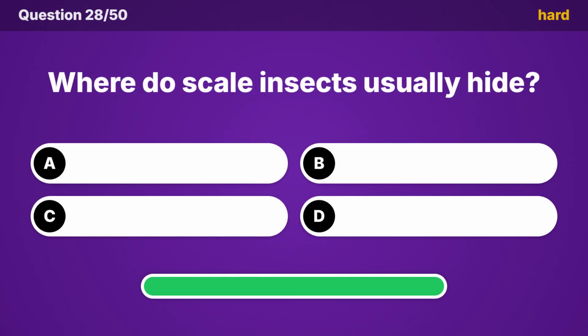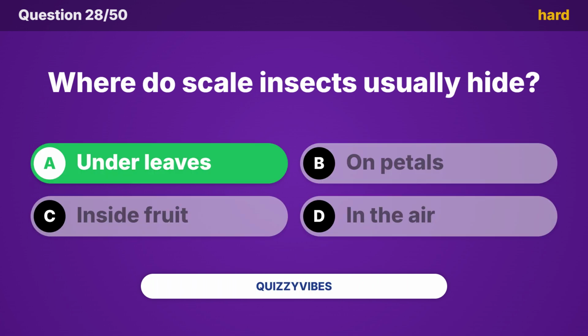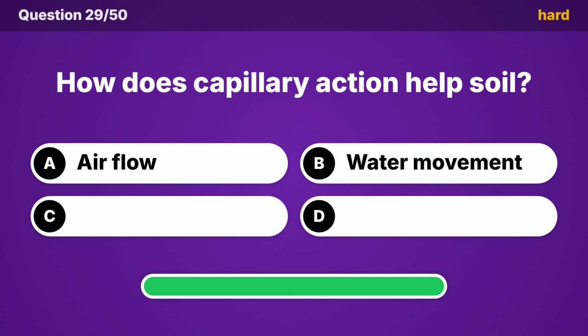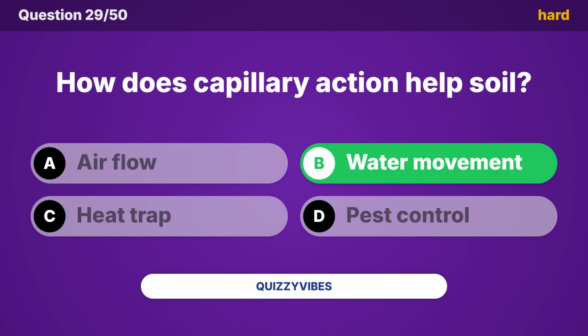Where do scale insects usually hide? The answer is under leaves. How does capillary action help soil? The correct choice is water movement.